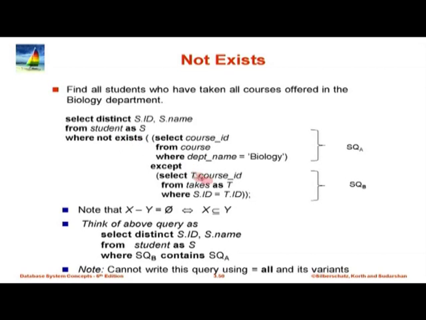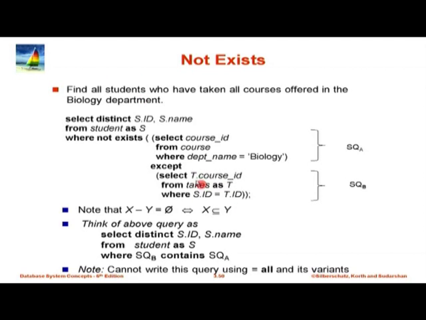So if the student took every single biology course, then this will be empty, and not exists would return true, and therefore the student would be output. If the student missed even a single biology course, that course would appear in this result, this except that. Not exists would fail, and that student would not appear in the result. Okay, so I hope that is clear. So this is how you would write this query in current generation SQL.